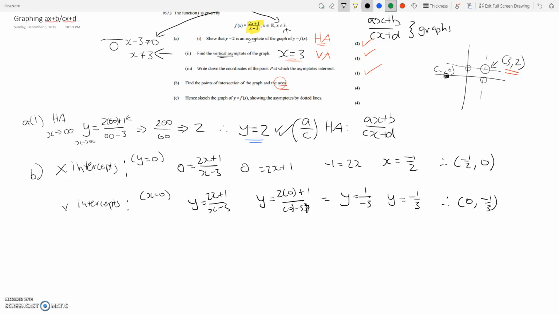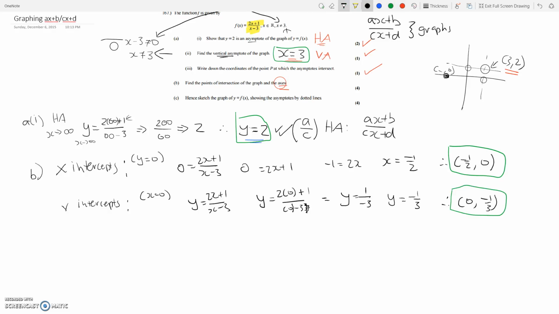So what we have here is 4 really important things that we need to sketch ax plus b over cx plus d. We have the horizontal asymptote at y equals 2. We have the vertical asymptote at x equals 3. We have the x-intercept at minus 1 over 2, comma 0, and the coordinate of the y-intercept at 0, comma minus 1 over 3.